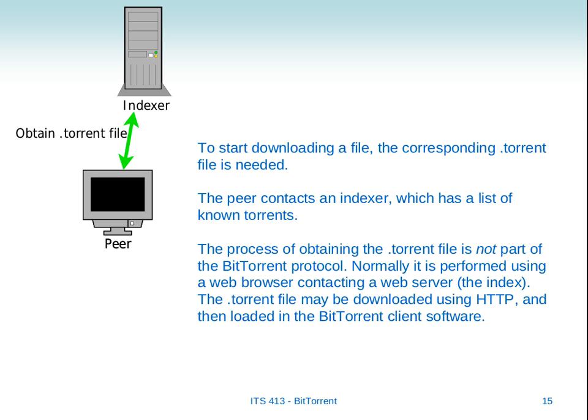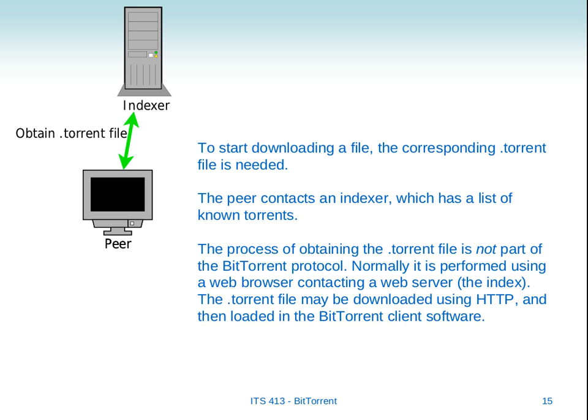The indexer has a list of known torrents, maybe not all torrents available, but a selection. The process of obtaining this .torrent file is not part of the BitTorrent protocol. So BitTorrent is in fact a protocol. It's a specific protocol. It's also an application, and it's also used to refer to an entire network. But there's a protocol called BitTorrent for data transfer. It doesn't include how to get the .torrent file.